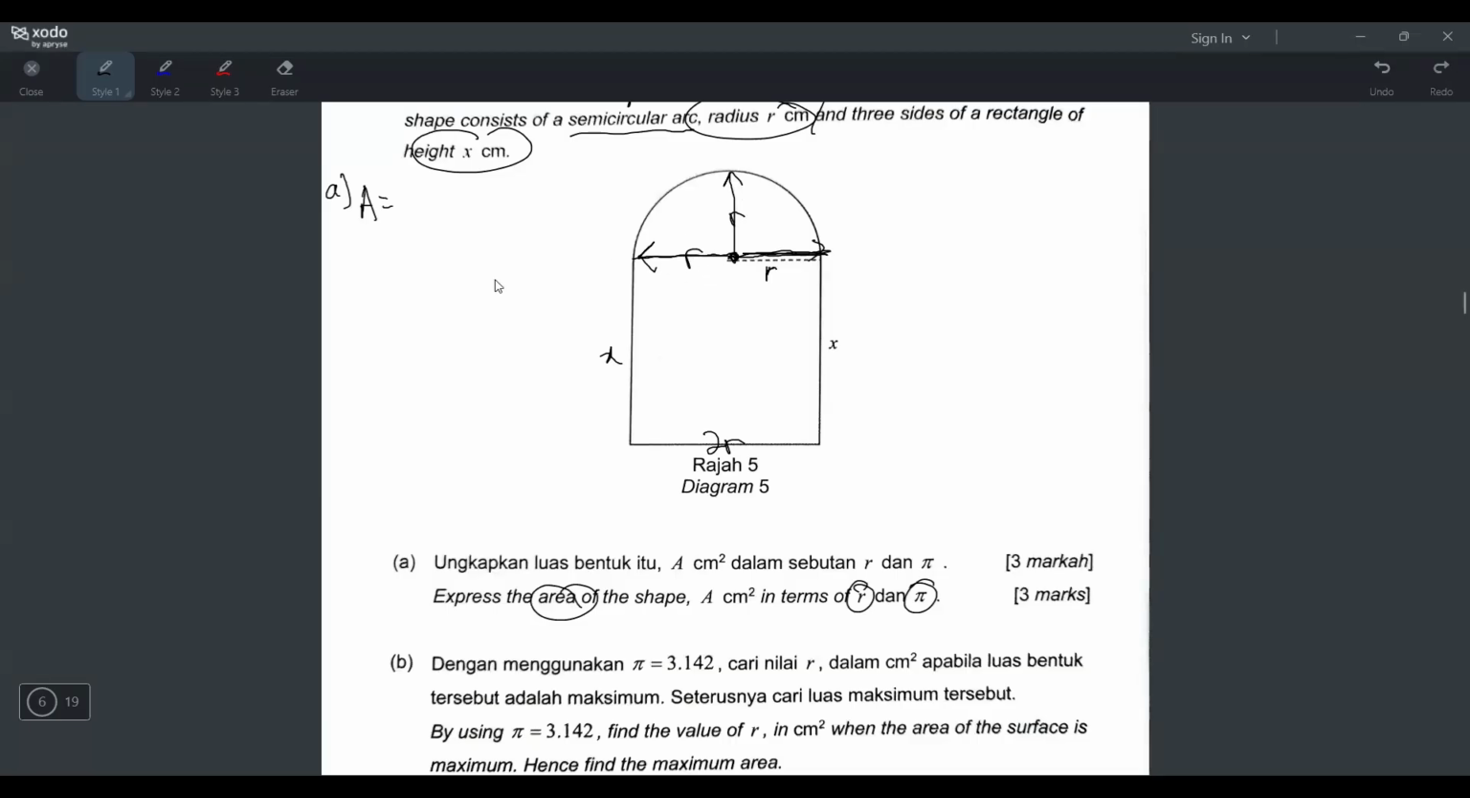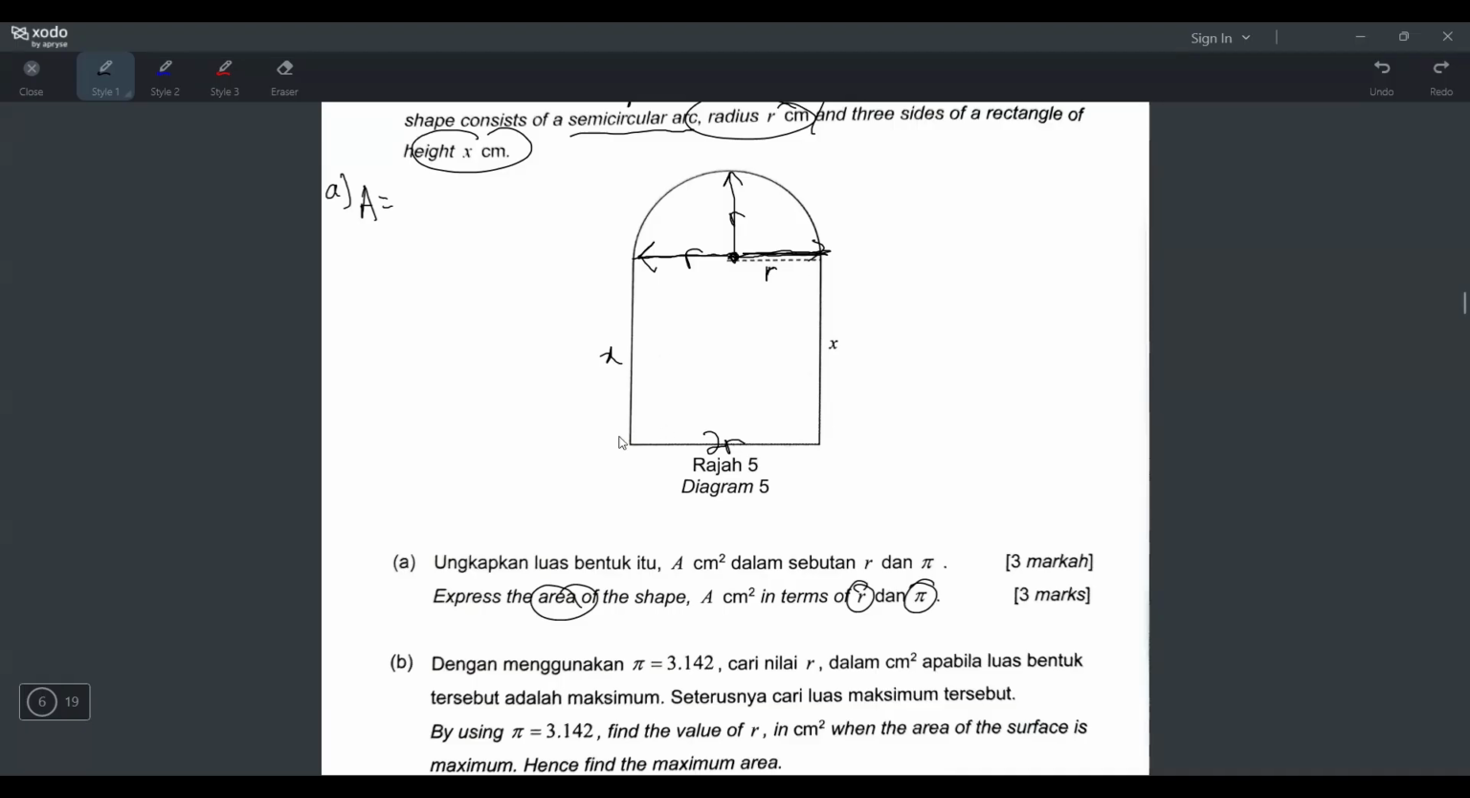They don't want you to find the r because they want the answer in terms of r, right? Okay, so if you try to find the area of the shape, we need to take the area of the rectangle plus the area of the semicircle. But let me tell you, you can't do it directly. Later you will know why. I will do it first now, and then later you understand why you cannot straight away do it.